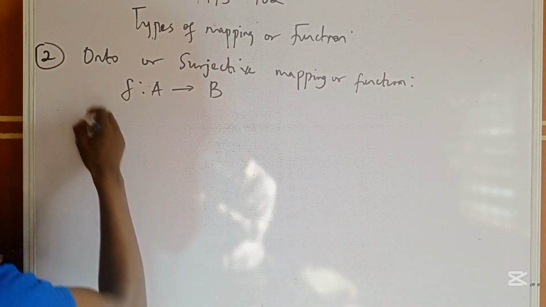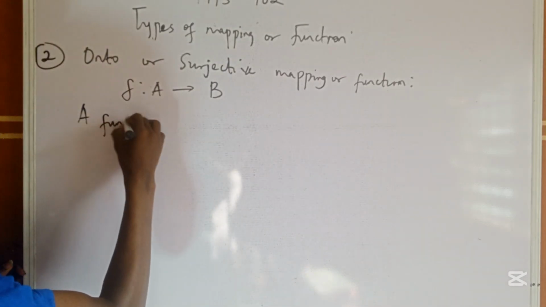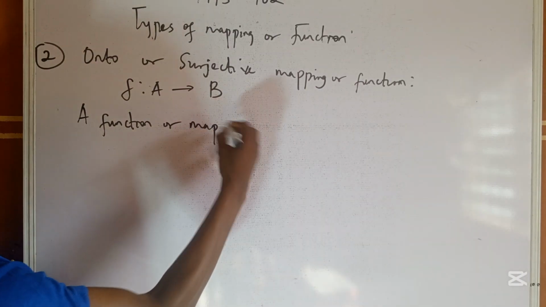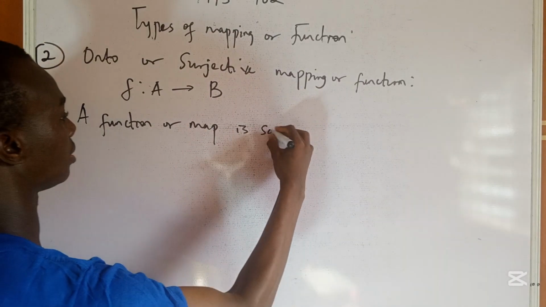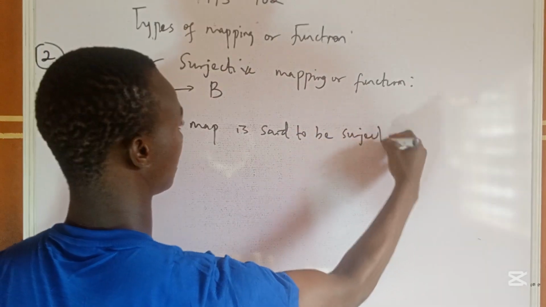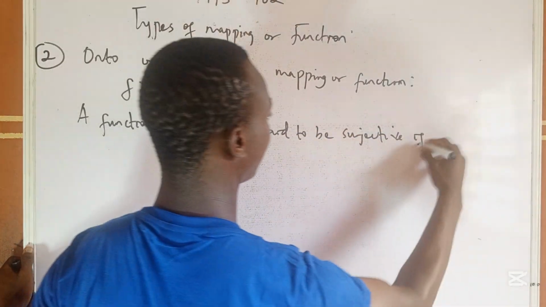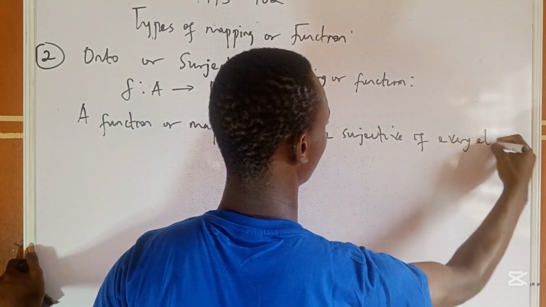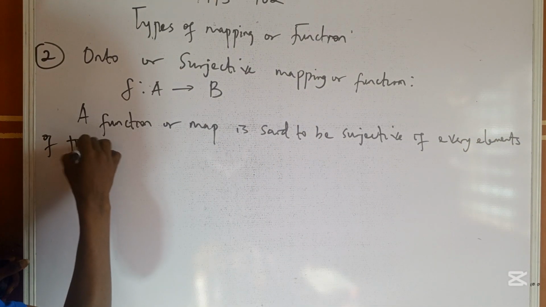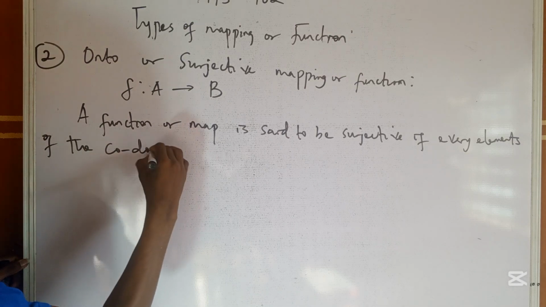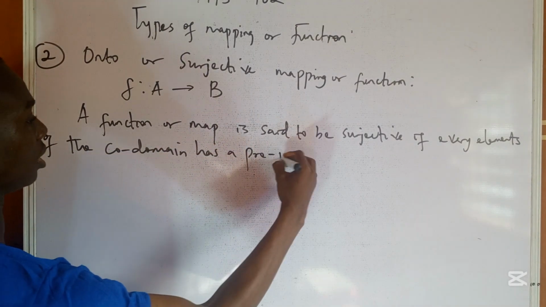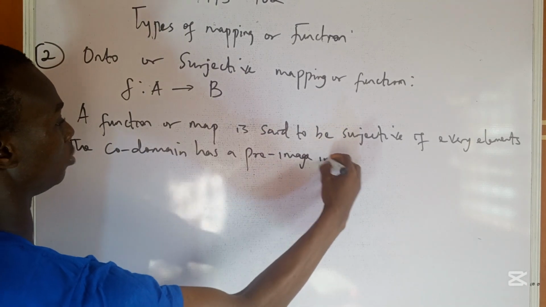Let me write it. A function or a mapping is said to be surjective if every element of the codomain has a pre-image in the domain.